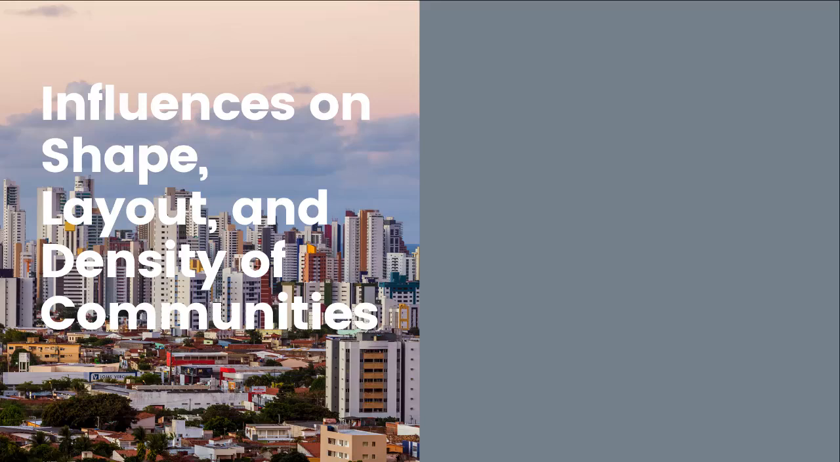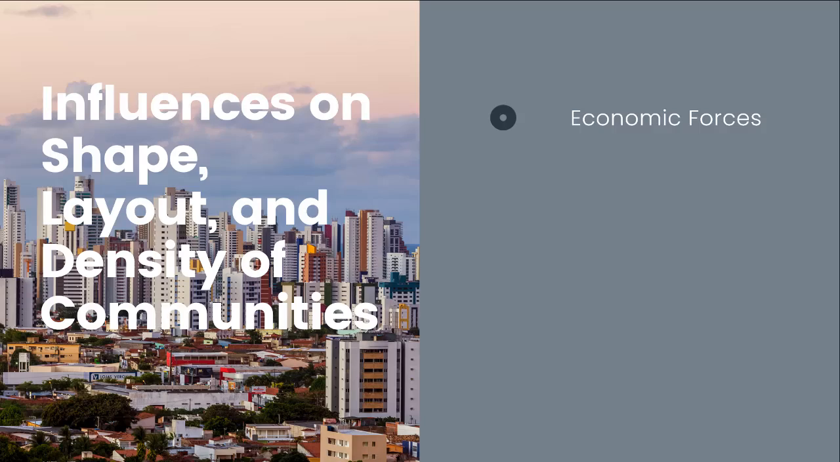So we talked about how communities first start. So now let's talk about some of the factors that go into how they take form, their shape, their layout, and the density of the community. So the first one is economic forces. So how commerce is done, how business is conducted in this particular area is going to affect how the city is going to take shape.